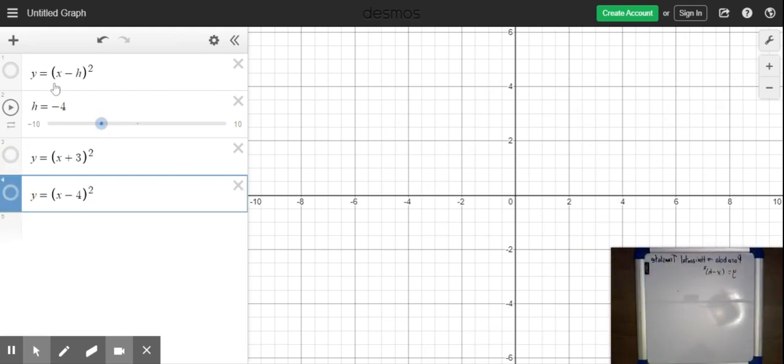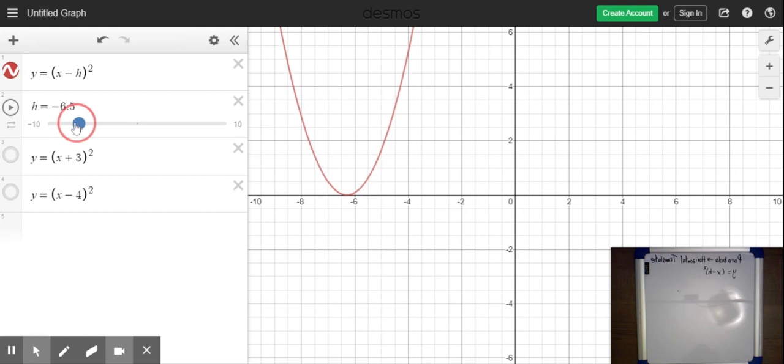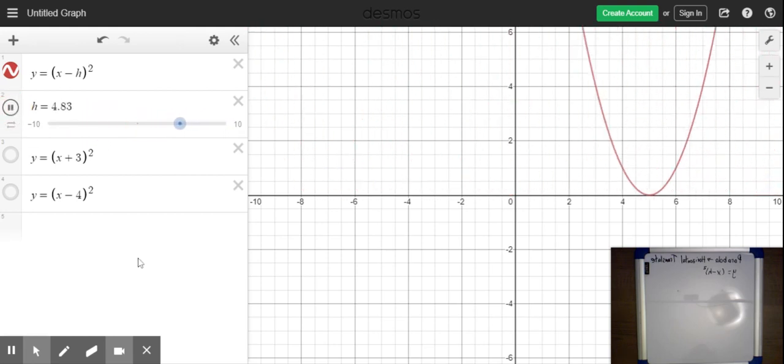So as I change the h value, think h for horizontal. It moves left and right. As I change the h value, it moves left and right, but whatever you see in the equation, it moves in the opposite way.